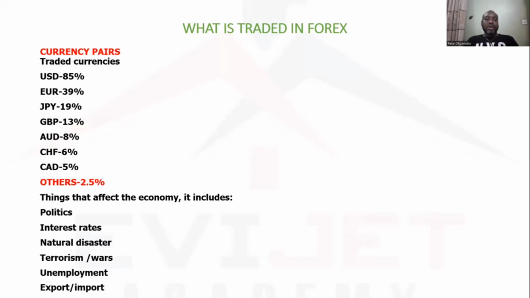Okay, so politics affects the economy. How? One will say how. The government of the day matters to every economy. Especially during elections, when there are incoming and outgoing governments, because of interests, it affects the economy. It also makes the currency have some dwindling effects, either upward or downward. Then interest rates. Interest rates is another thing that controls the economy.